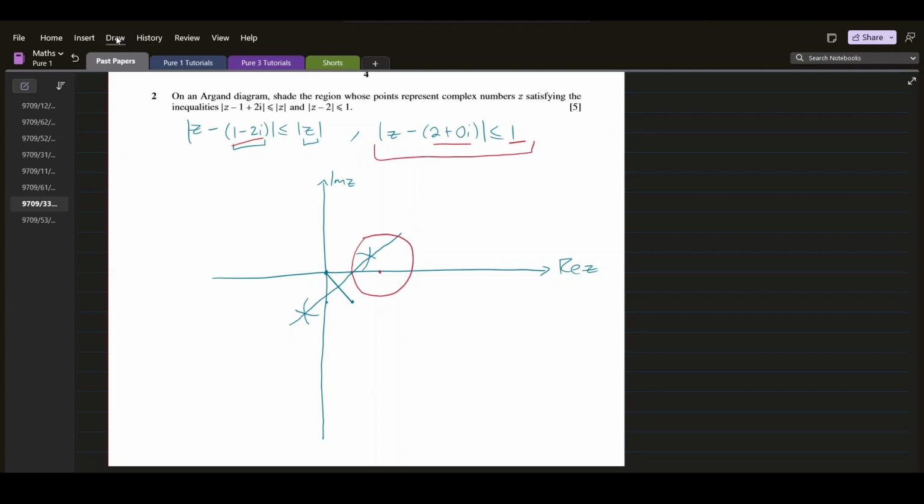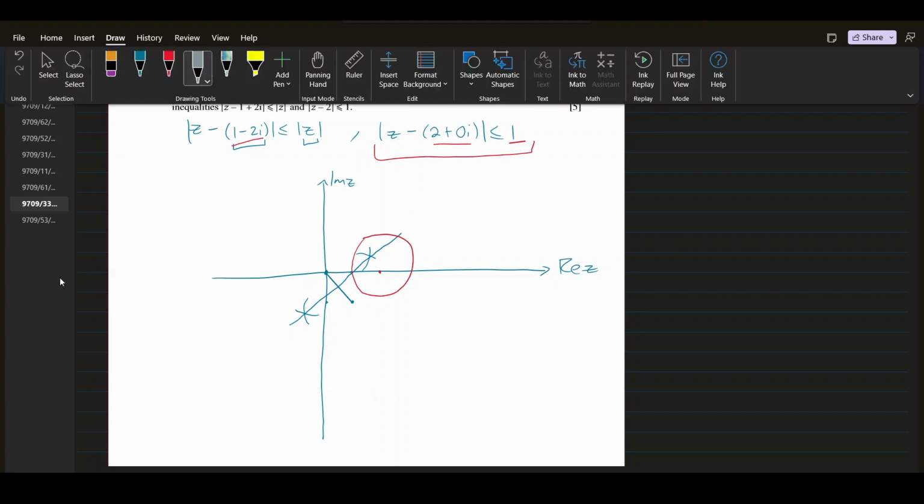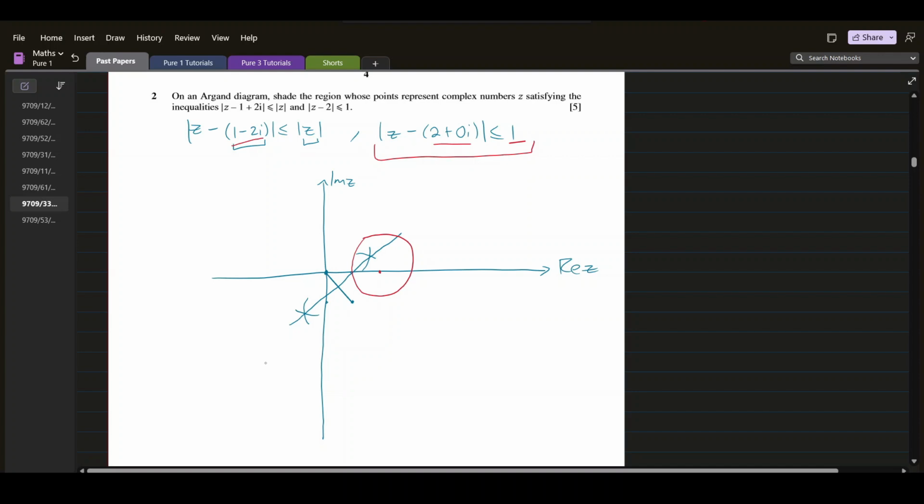And now we want the region that satisfies both inequalities. So this region must be within the circle, but it must also be closer to the point 1, negative 2, which is that point. So it means that the region that we want is this region over here. It's within the circle and is closer to 1, negative 2. So the region that I shaded in gray represents our required region, and that's our final answer.